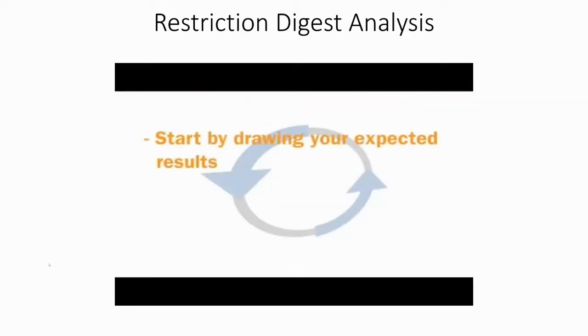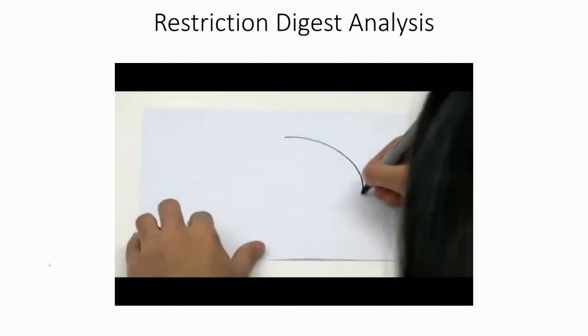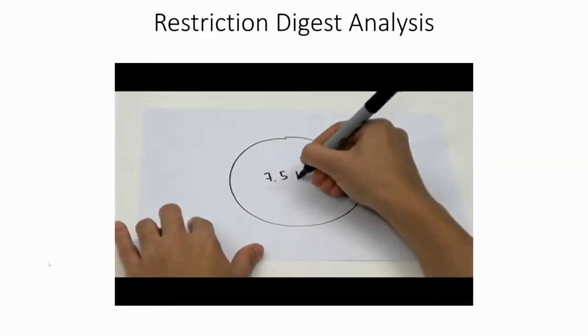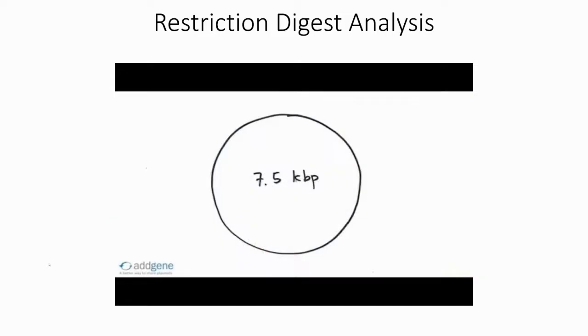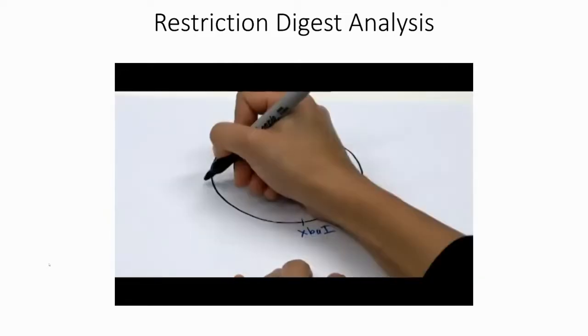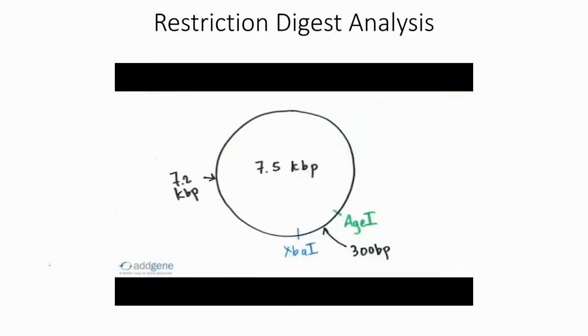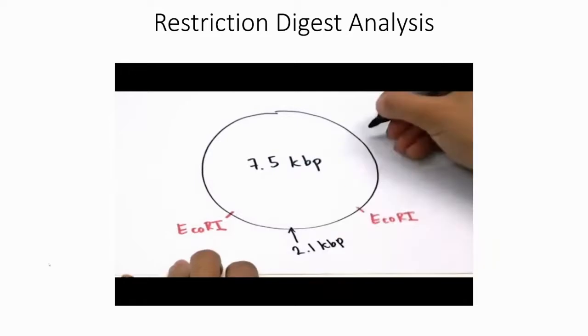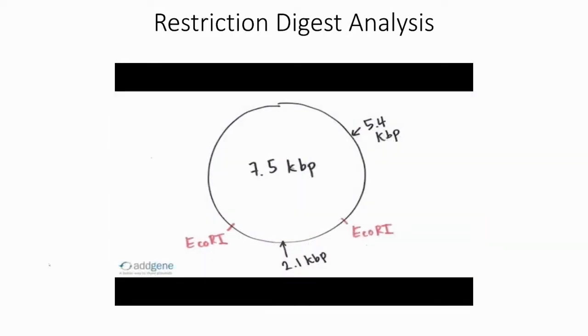The first thing you should do is draw out your expected results. While this step may seem unnecessary, it's good practice and it will make your analysis go a lot faster. In this exercise, we would like to verify the identity of a plasmid we received from Addgene. We'll digest the 7.5 kilobase pair plasmid individually with either AgeI or XbaI, which are both single cutters, and then with AgeI and XbaI together. We'll also digest the plasmid with EcoRI, which has 2 recognition sites in the plasmid. So let's draw out the expected results.